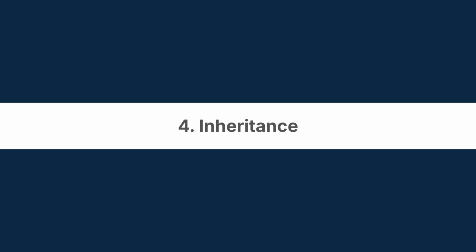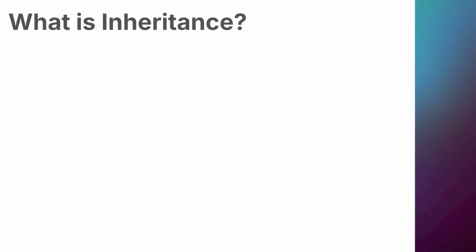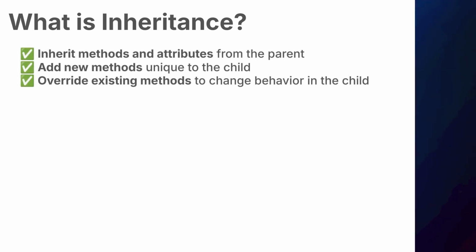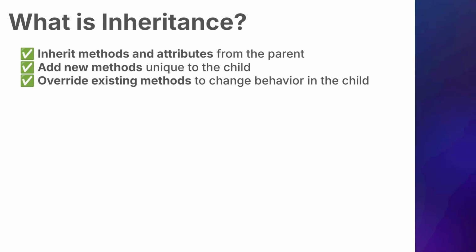4. Inheritance. What is inheritance? And what can you do with inheritance? By using inheritance, you can inherit methods and attributes from the parent class, add new methods unique to the child class, and override existing methods to change behavior in the child class.